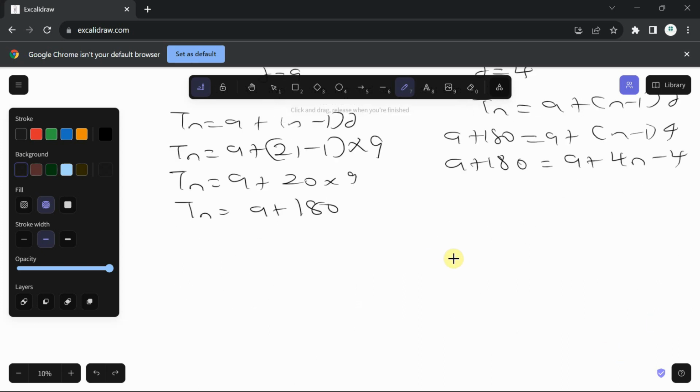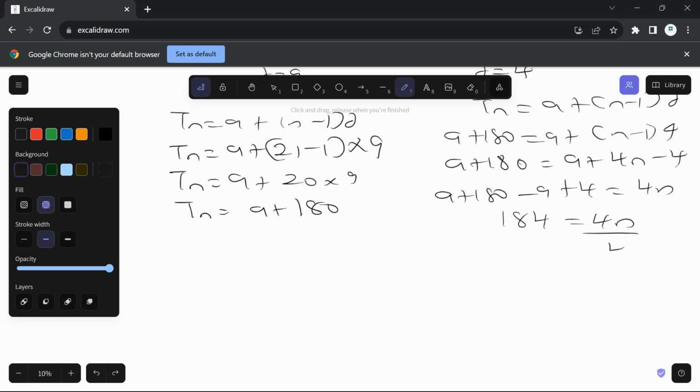So let's collect like terms. Let me put all the A's and the 4's to this side. So this will be A plus 180 minus A plus 4 is equal to 4n, right? So A minus A, you have 1A minus 1A, that means you don't have anything again. 180 plus 4 is 184, which is equal to 4n.